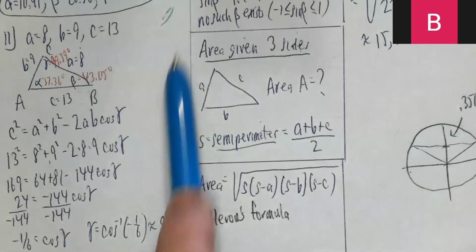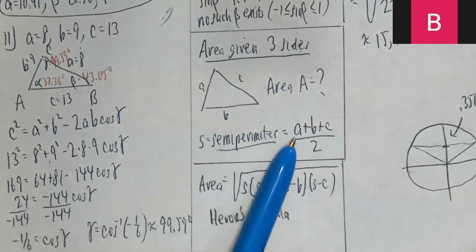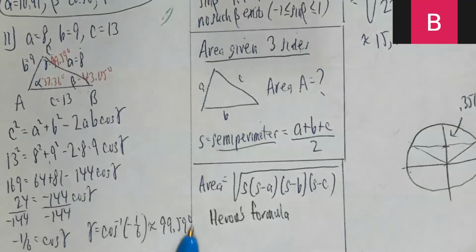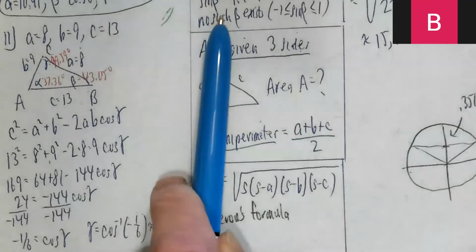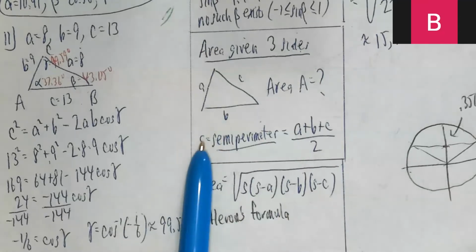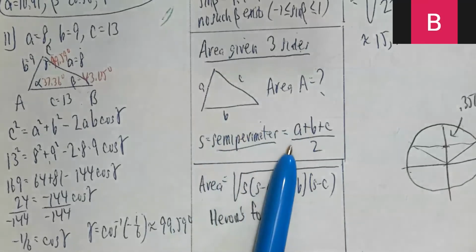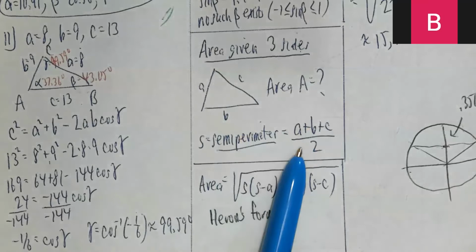So you can have everything here. It may not be enough just to have this, because you put S, say, what does S mean? S is semi-perimeter. So I would say put all of this on your formula sheet. 3 sides, what's the area? First, you need the semi-perimeter, half the perimeter, A plus B plus C divided by 2. Add up the 3 sides, divided by 2.